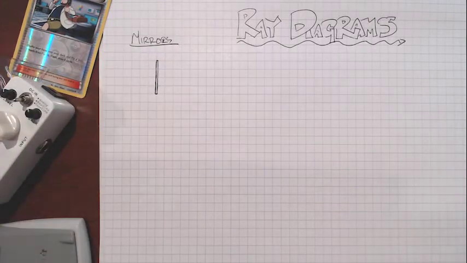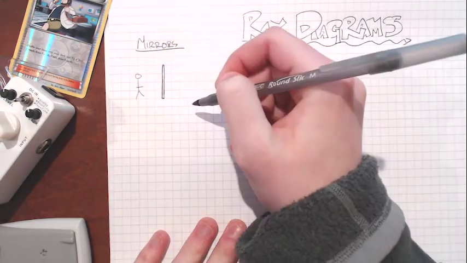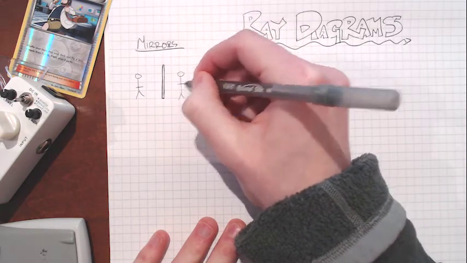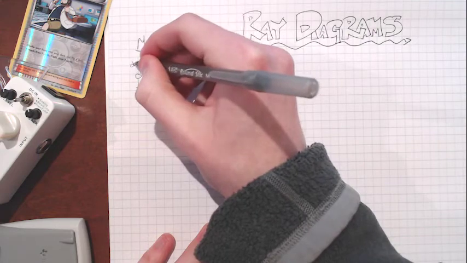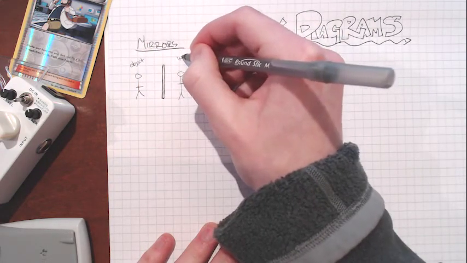That's just a flat mirror that you might find in your bathroom, and when you put an object on one side of it, that object will appear on the other side of it. We're going to call this the object. That's the real thing being reflected. And we're going to call this the image.